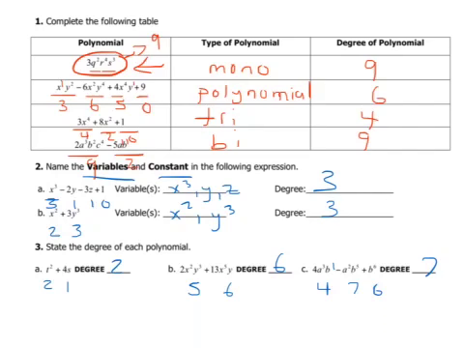Okay, so that's the first page. Just check your work, see if you got it right. If you didn't, go back and see where you went wrong. Now we'll move on to page 2.